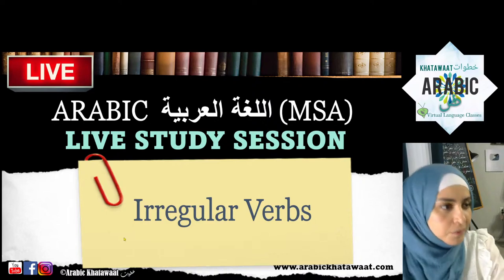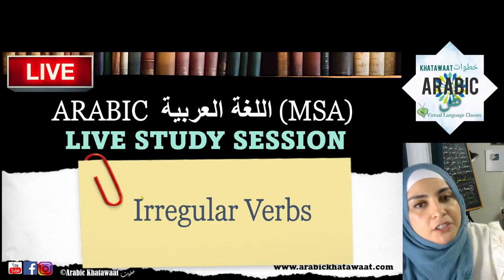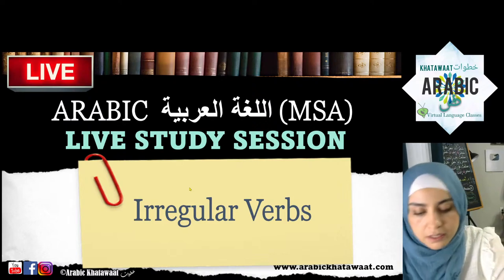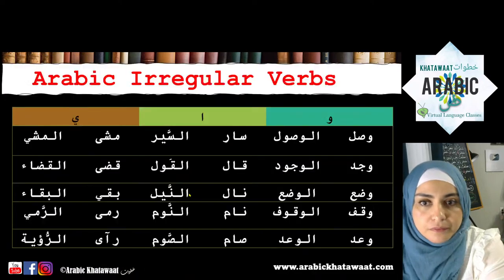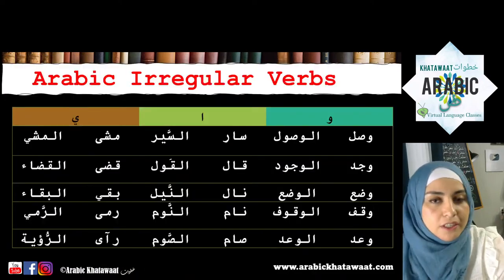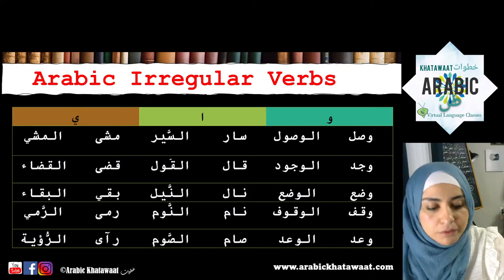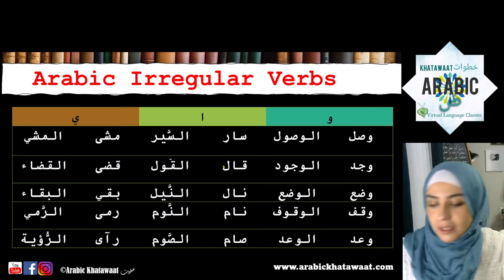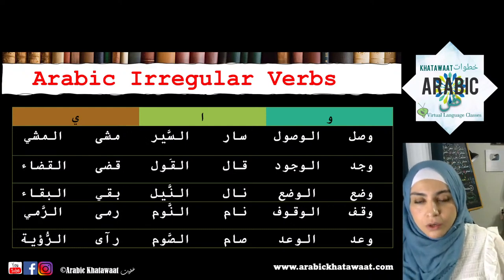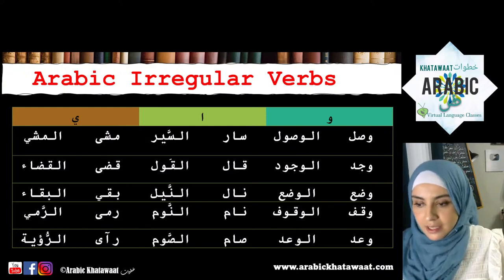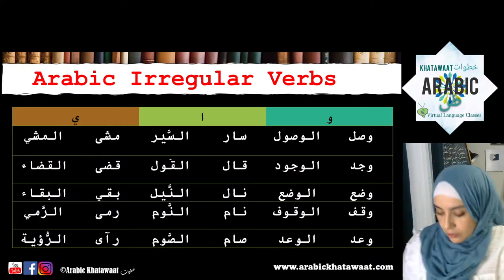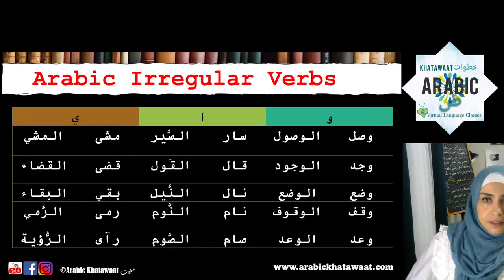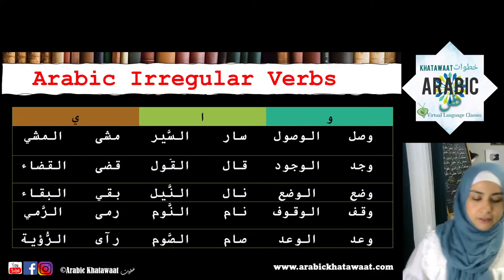So we'll begin. I shared with you all this set of irregular verbs that I will just share one more time. Before we begin, I'd like you to look at this chart and let me know how many verbs you can recognize. We have the verbs on one side and then we have the nouns or the gerunds on the other side.